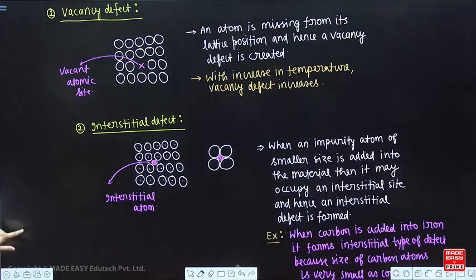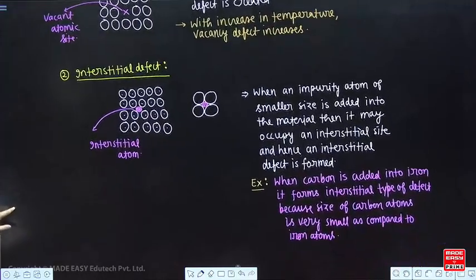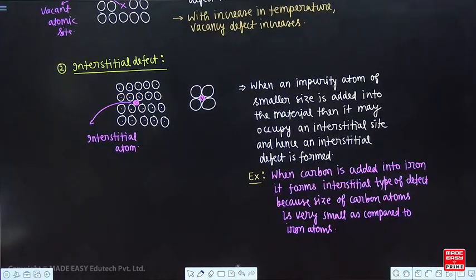Yes, carbon into iron is an example of interstitial defect.